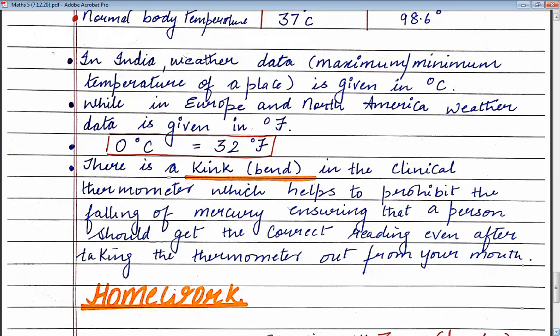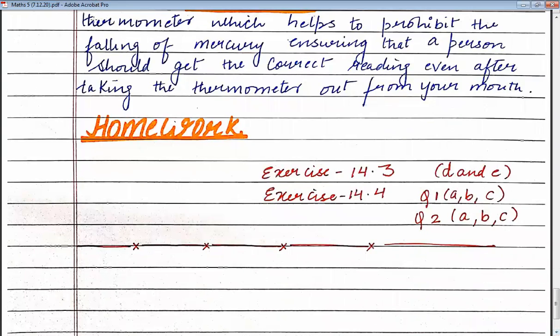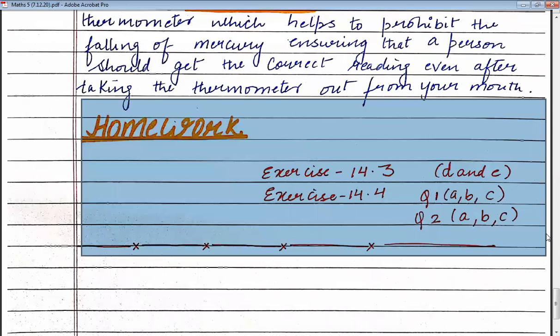Now, children, I hope you are clear with today's lesson. You are required to do the following homework in your mathematics register: exercise 14.3 D and E parts, then exercise 14.4 question number 1 A, B, C and question number 2 A, B, C.